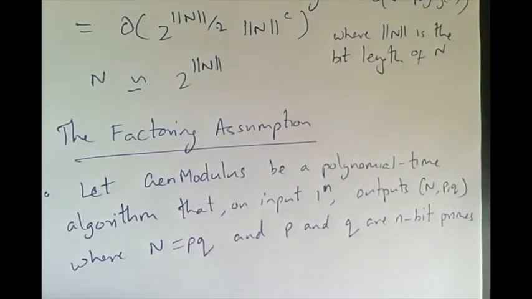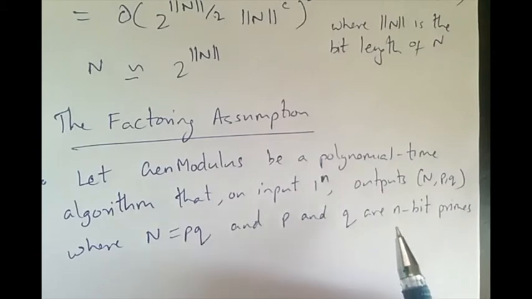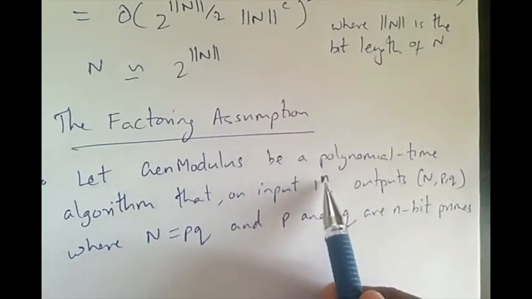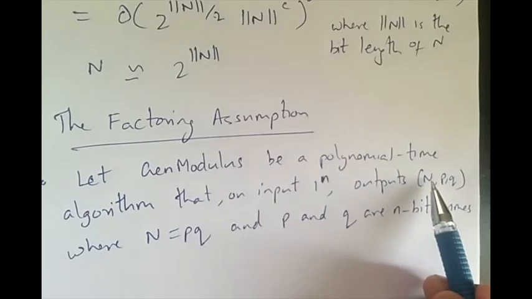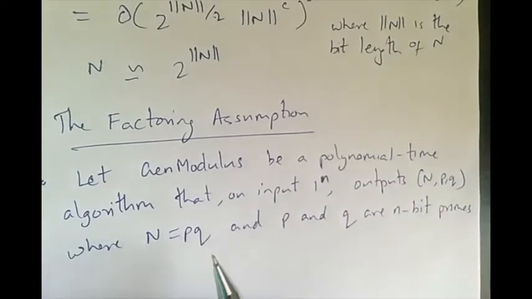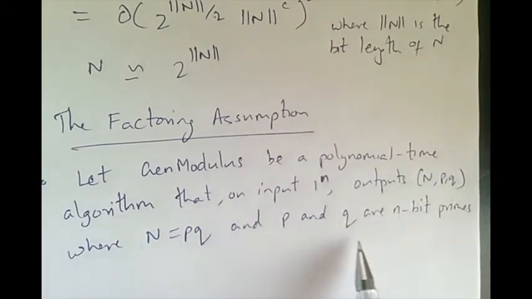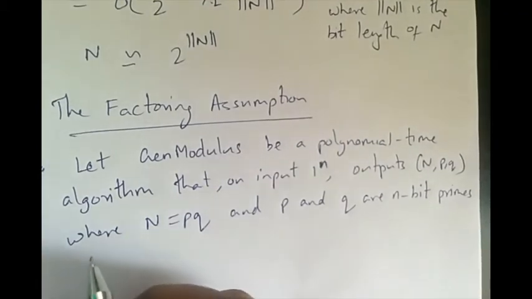So this gen modulus is going to generate this triple here. It's going to take little n as an input, and it's going to generate a triple in which the second and the third integers are n-bit primes, and the first integer is a product of these two n-bit primes. But there's a catch here. We'll say that these p and q are going to be n-bit primes except with a probability which is negligible in n.